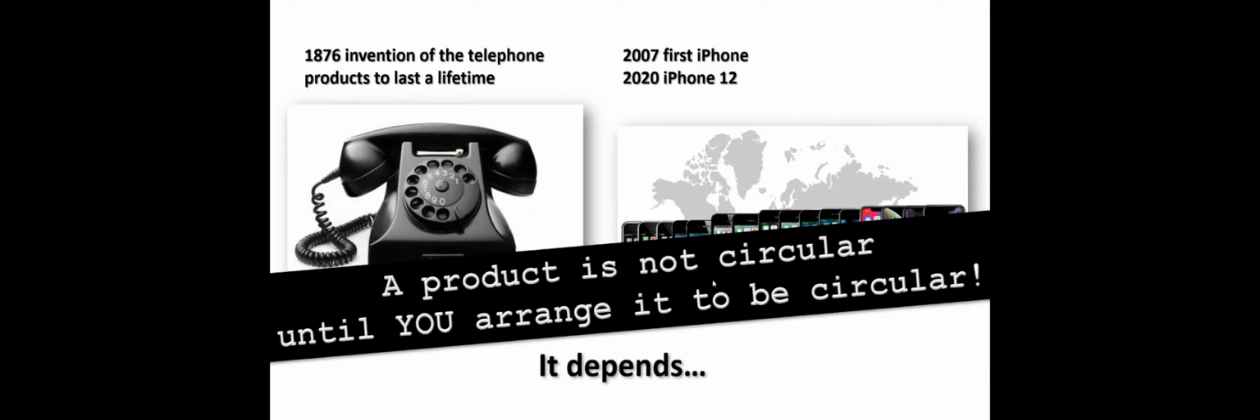A product is circular when we arrange it to be circular, when we actually collaborate and change our behavior in buying it the right way, using it the right way, recycling it the right way, and that's all because we designed it in the right way in the first place. So yes, design is very important, but it's as important as the other domains, and collaboration is key. So back to the tomato wisdom. This is what I showed you. Knowledge is knowing tomato is a fruit.